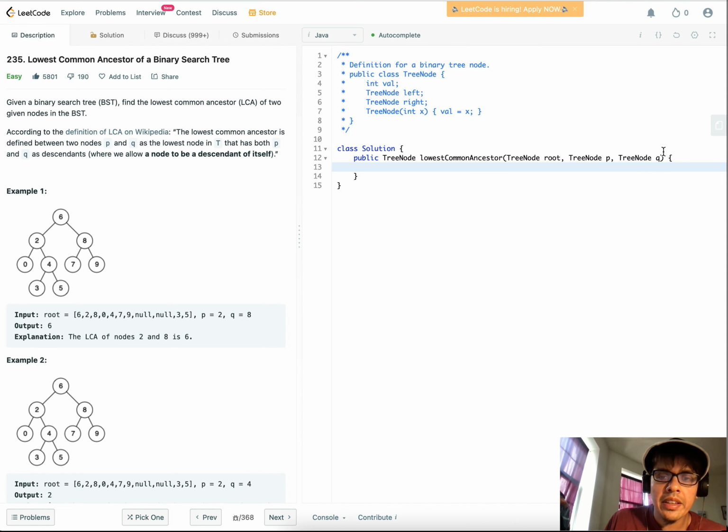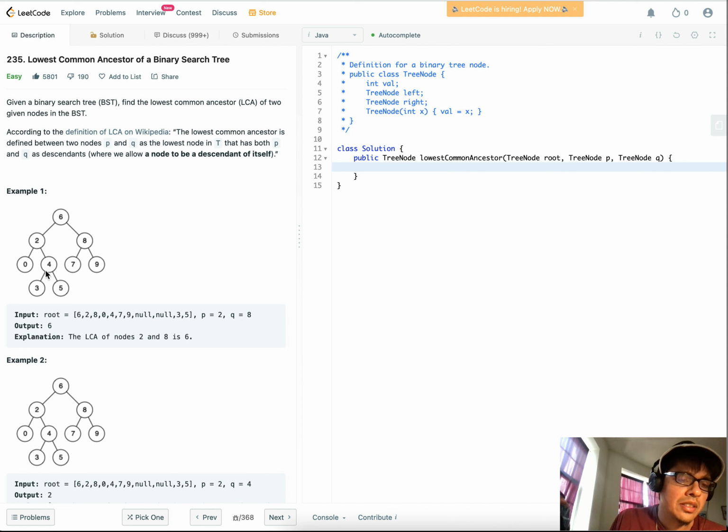If we take two nodes, like let's say 0 and 8, right? What's the lowest common ancestor of 0 and 8? Well, it's defined between two nodes as the lowest node in T that has both P and Q as descendants. So the lowest node that has 0 and 8 as a descendant is 6. Okay, it happens to be the root. What about 3 and 5? Well, the lowest node happens to be 4.